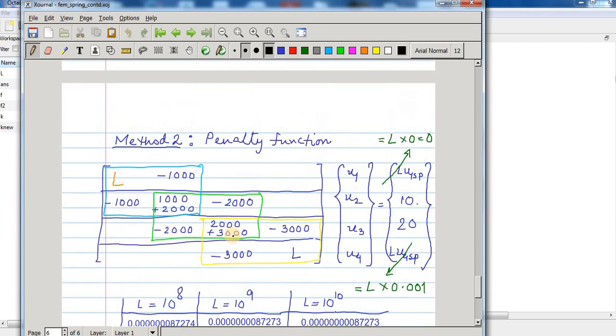So these are the two methods for incorporation of boundary conditions.